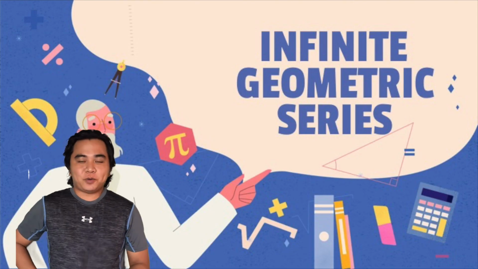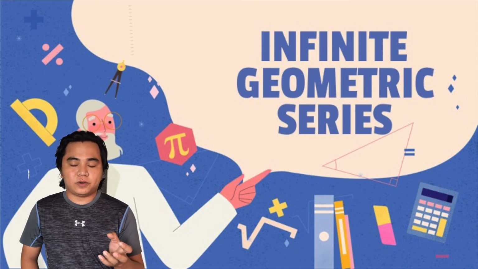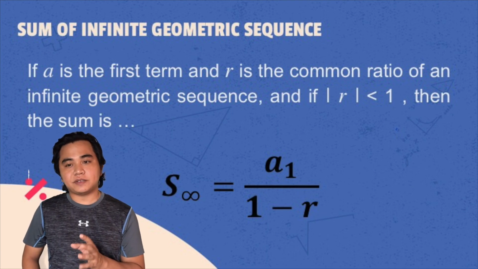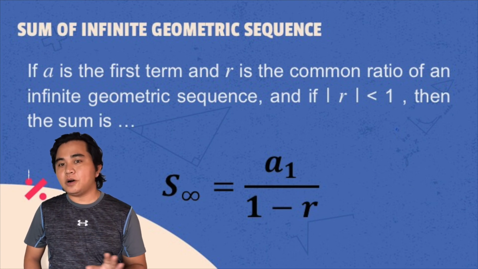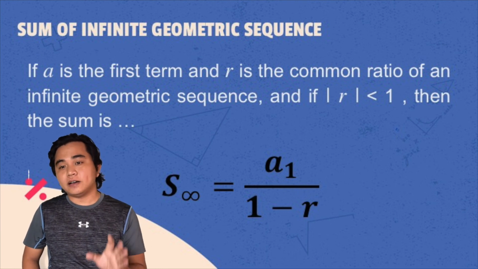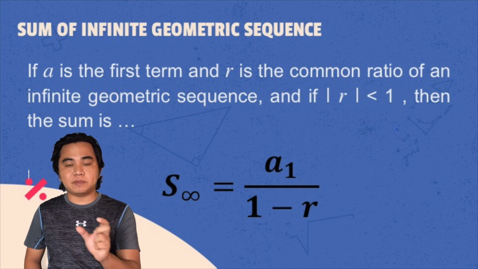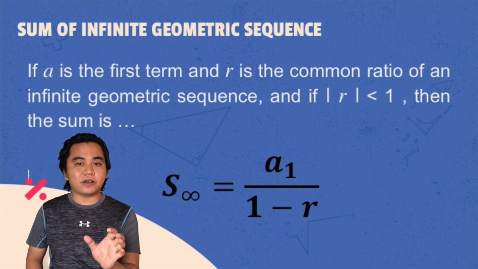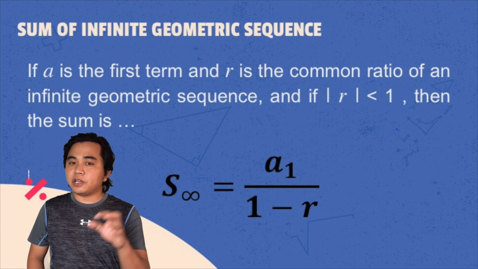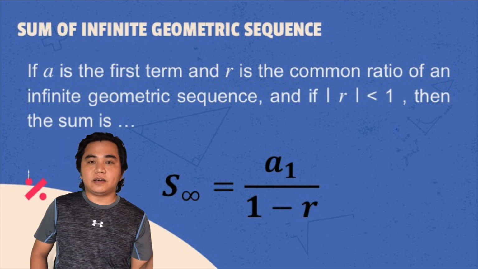So that is how you identify, class, how to get or identify the sum of infinite geometric series. Again, not all infinite geometric series do have a sum. You should always remember that the absolute value of the common ratio must be less than 1, or it can also be that the common ratio must be greater than -1 but less than 1.